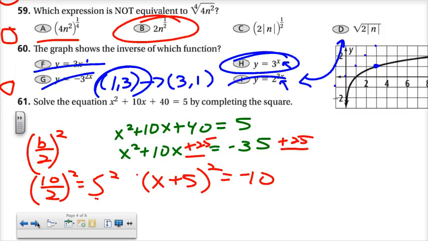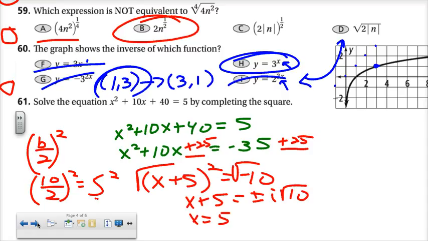And then we take the square root of both sides. So x plus 5 would equal plus or minus i square root of 10. And then we would have to subtract 5 from both sides. So x equals negative 5 plus or minus i square root of 10. That's a blast from the past. I like that problem. That's really, really good review for us here.